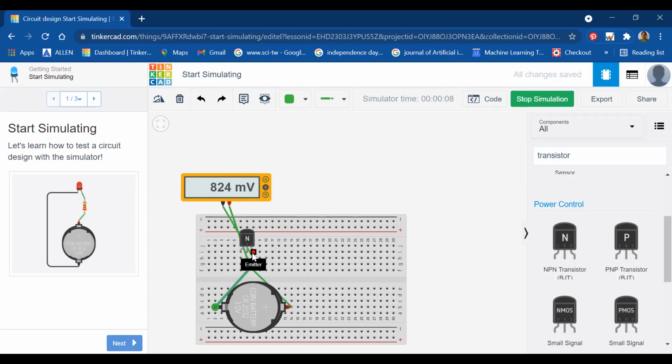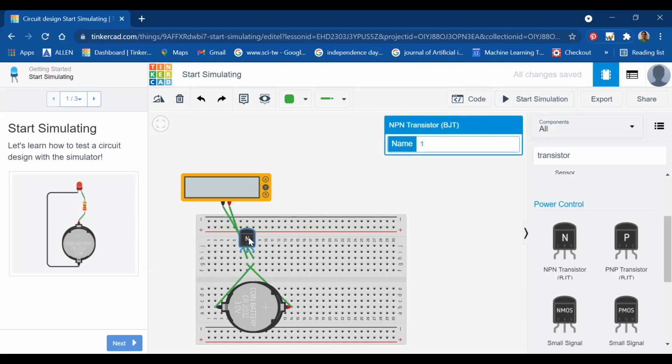So that indicates this third pin is the emitter. You can find out from the multimeter as well as from the Tinkercad, and this was your collector. Always the voltage of the emitter will be higher than that of the collector. Now we are going to change this connection. Let's first stop the simulation and replace this with the PNP transistor.